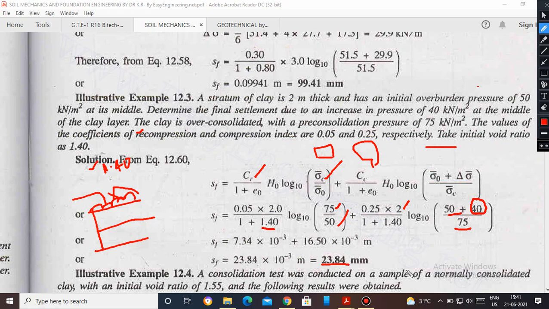That means in previous history, because of 75 kN per meter square more load, more stress happened, hence the soil mass is over consolidated. In the present condition, you are giving less load, less stress. The value we are taking as 23.84.